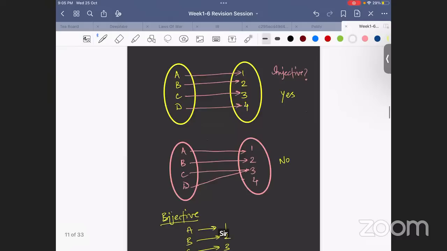So tell me, is this an injective function or not? The first one. Yes, sir. It is injective and surjective both. Is it a surjective function? Yes, sir. Is it a bijective one? Yes, sir.